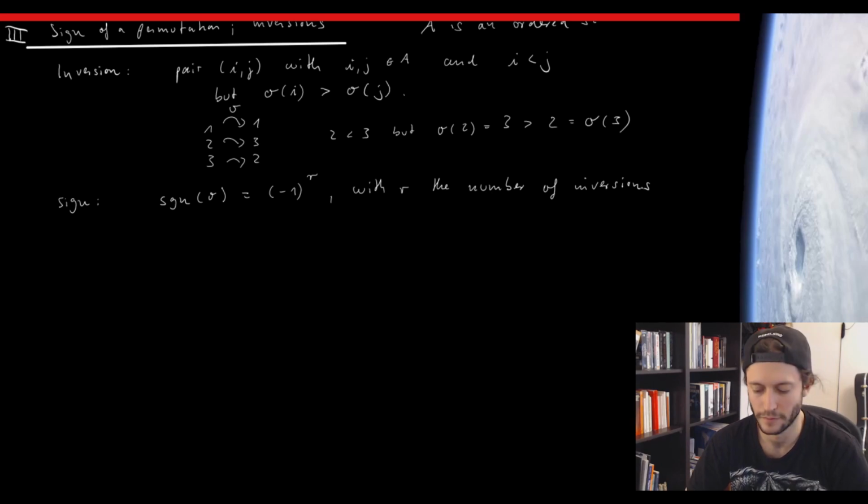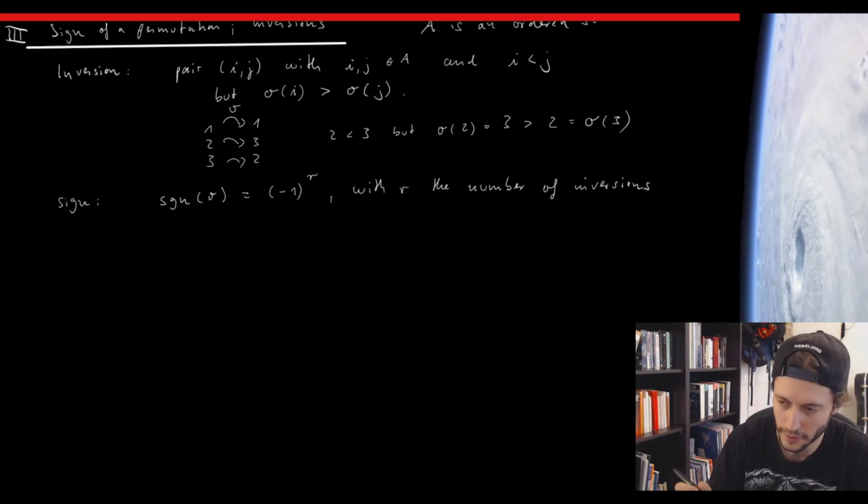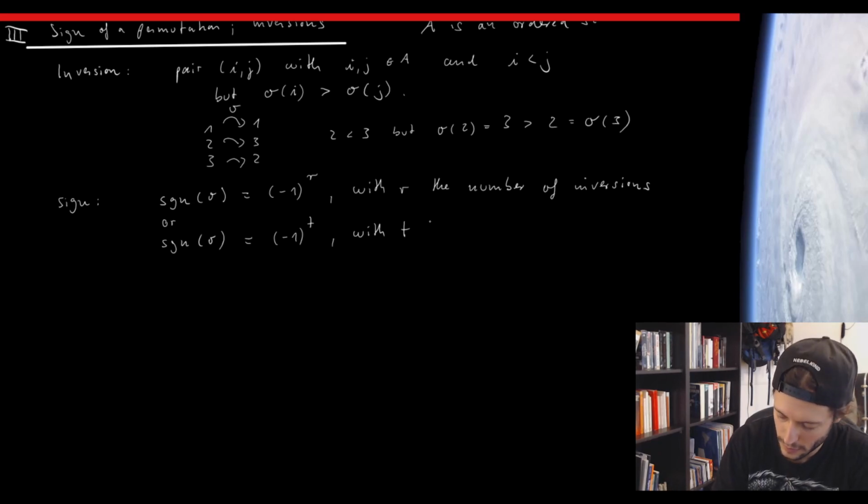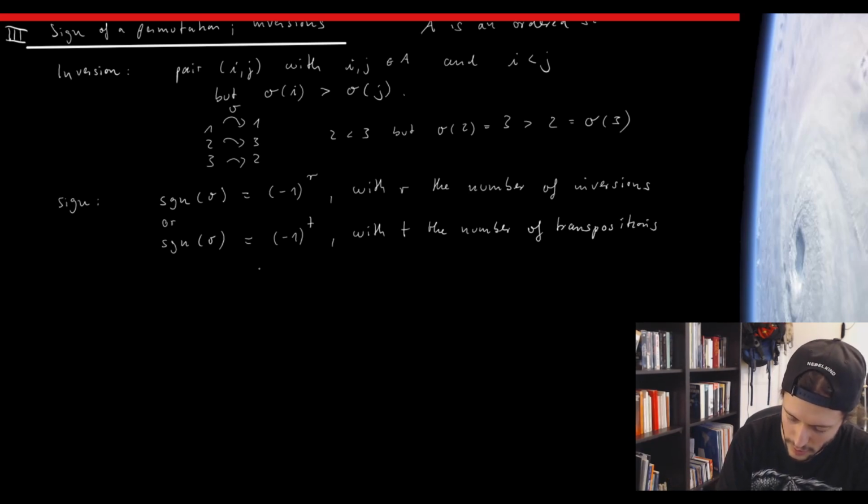That's one way. I will do an example in a second. Another way, we can say the signum of the permutation equals -1 to the power of t, with t the number of transpositions with which we can model the permutation.